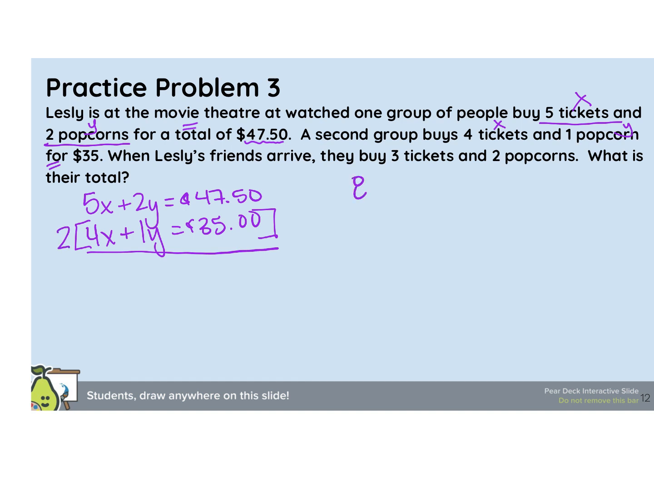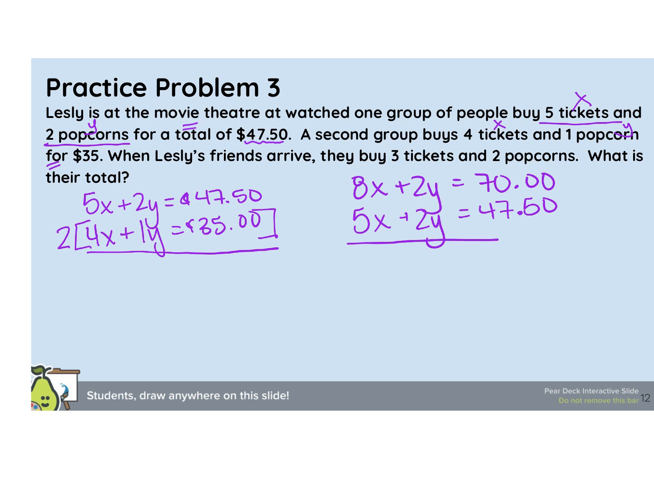So it becomes 8X plus 2Y equals $70. Again, if you remember from yesterday, I'm going to write the first equation underneath because I know I'm subtracting and I want these smaller numbers underneath. So I'm going to write it in this order. If you left it in the other order, that is perfectly fine. You'll just have negatives to deal with.